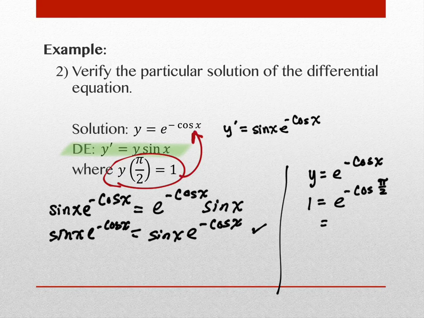It doesn't get any simpler than that. So this is e to the technically negative 0, but negative 0 is the same as 0. What is e to the 0? 1. Yeah, it's 1. And you're done. Okay, so it's just a second layer of verification. You're verifying that the point that they gave you is really on the solution that they gave you as well. Okay, easy enough? All right.